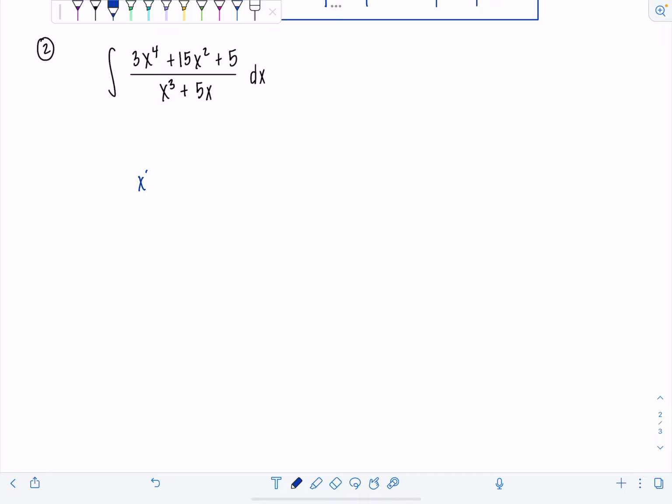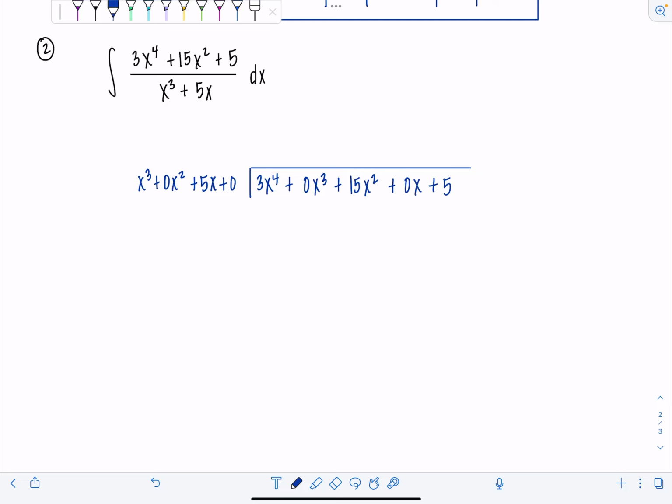Okay, so here we've got x cubed. I need a 0x squared as a placeholder. And then we have 5x. And then we have no constant. And this is going to get divided into 3x to the 4th plus, I need a placeholder for that x cubed, plus 15x squared plus 0x plus 5. All right, remember when you're doing polynomial long division, you only look at the leading terms. So just think to yourself, what do I have to multiply x cubed by to make it 3x to the 4th? That's right, just a 3x.